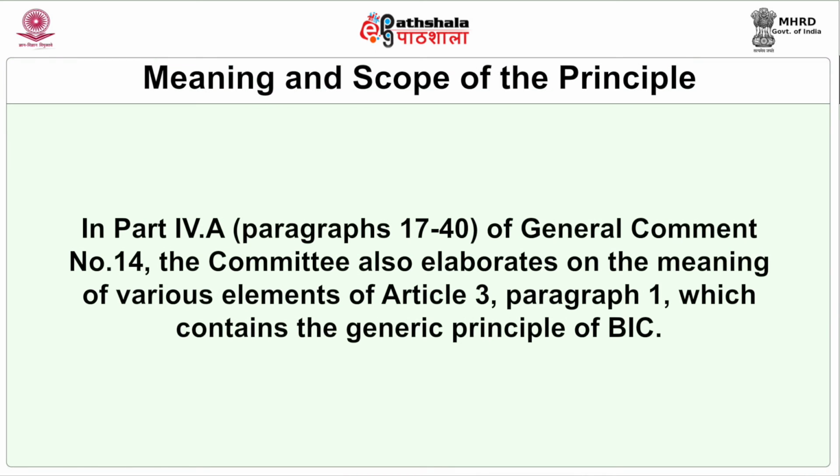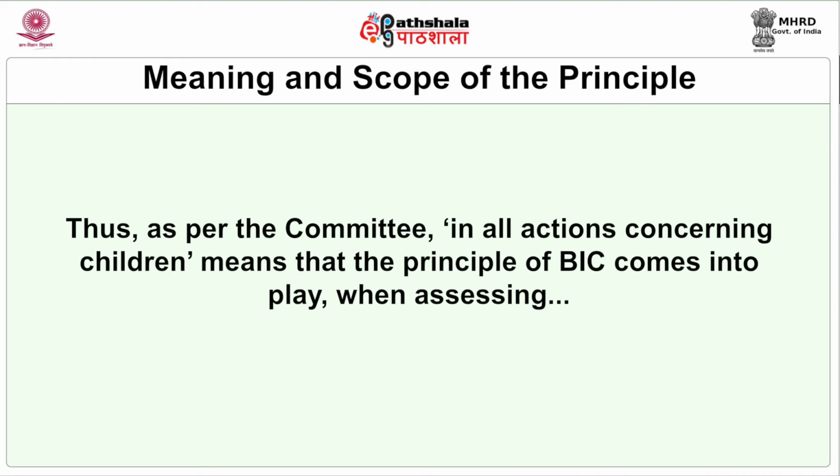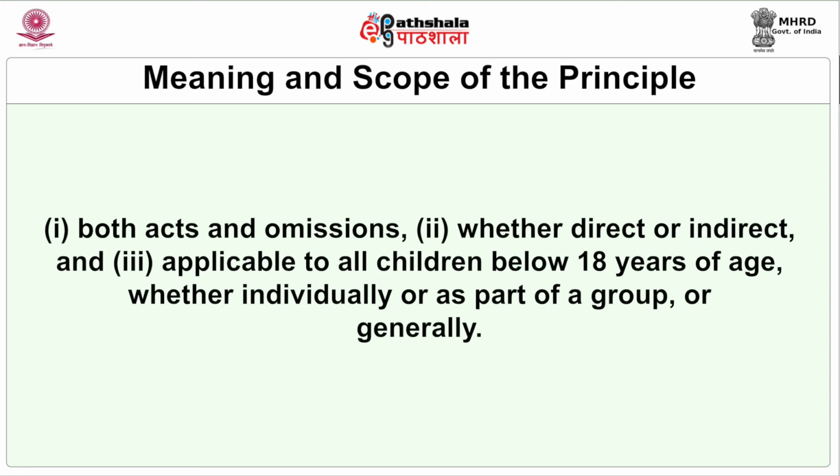In Part 4A, paragraphs 17 to 40 of General Comment number 14, the committee also elaborates on the meaning of various elements of Article 3, paragraph 1, which contains the generic principle of BIC. Thus, as per the committee, "in all actions concerning children" means that the principle of BIC comes into play when assessing 1. both acts and omissions, 2. whether direct or indirect, and 3. applicable to all children below 18 years of age, whether individually or as part of a group or generally.